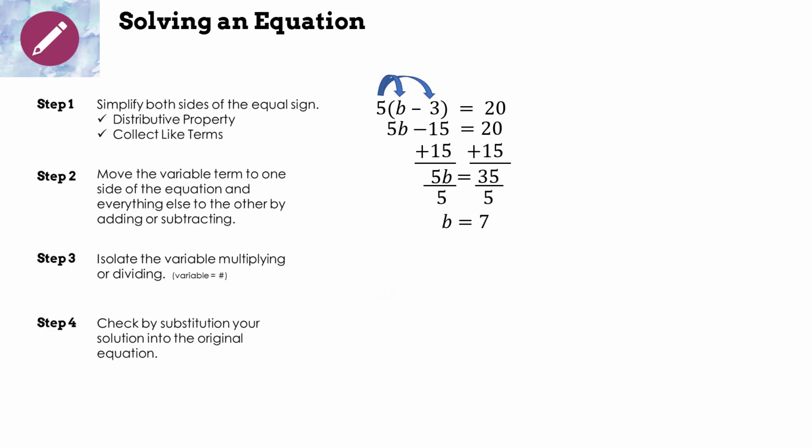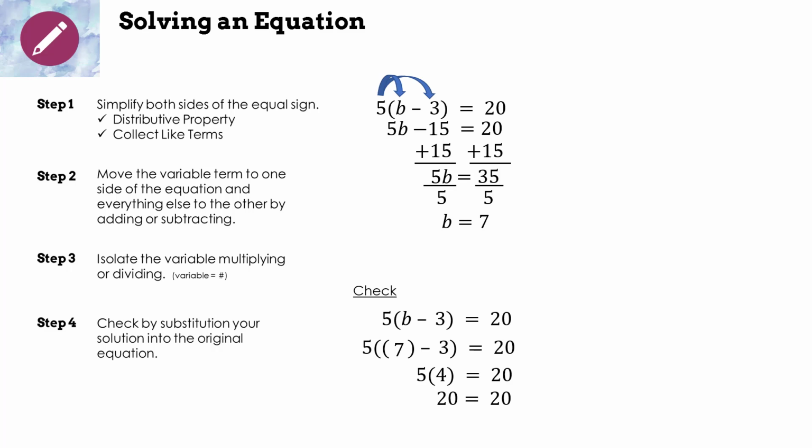We think, right? We always have to check it. So I write the original equation. And now you're going to notice that I put a parentheses for my variable because my 7 goes in for b. Orders of operations, so you have to do what's in parentheses first. 7 minus 3 is 4, and 5 times 4 is 20. Woohoo! We did it. Cool.